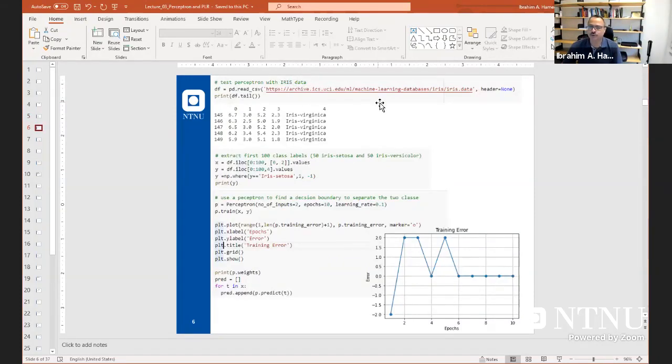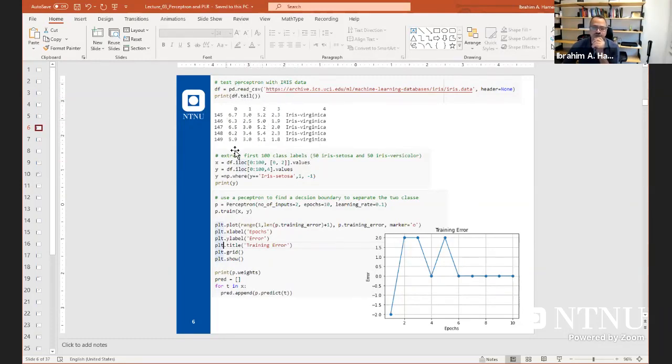Last time we uploaded our data set from Google Drive, for example. But here we can also just use a link. This is a link from the UCI repository, and we can get the Iris dataset directly into our program. So we can just have it like this. We need to test the perceptron with the Iris, and this is how the dataset looks.